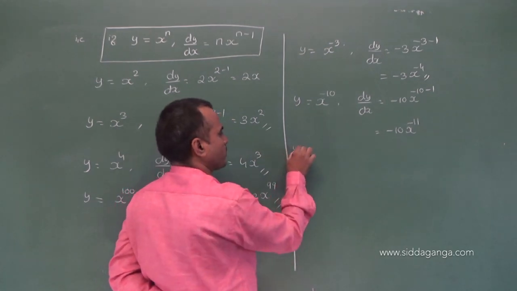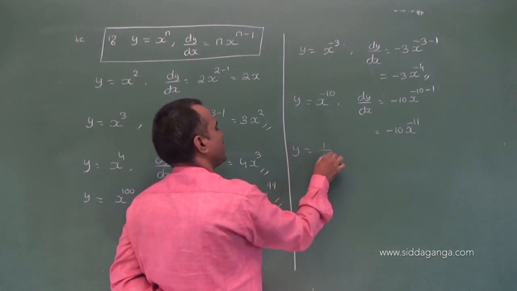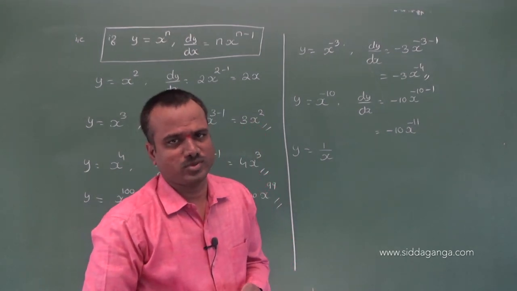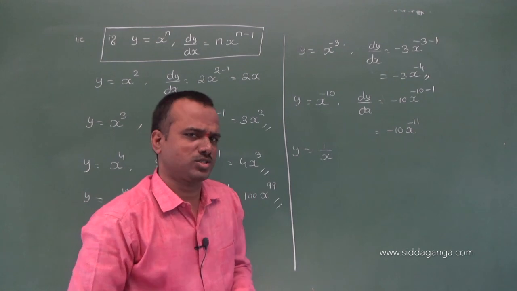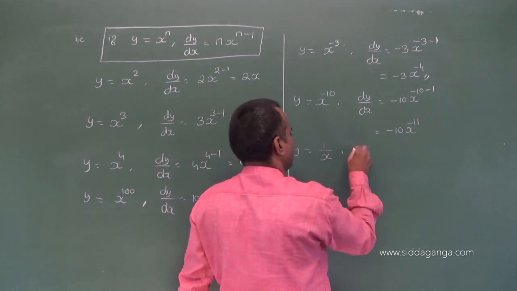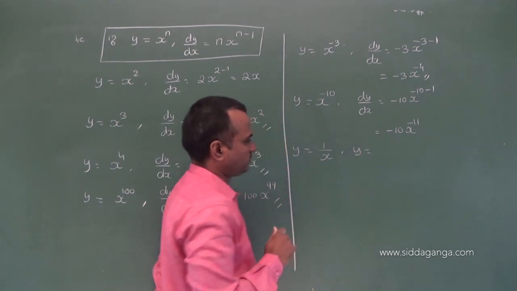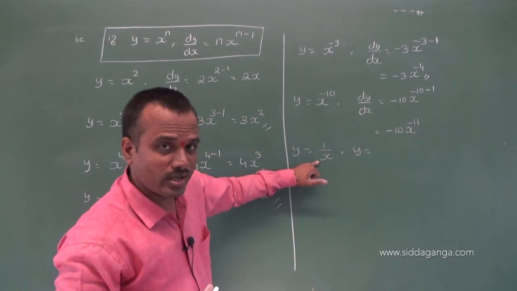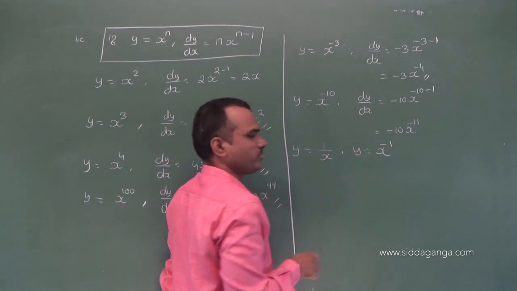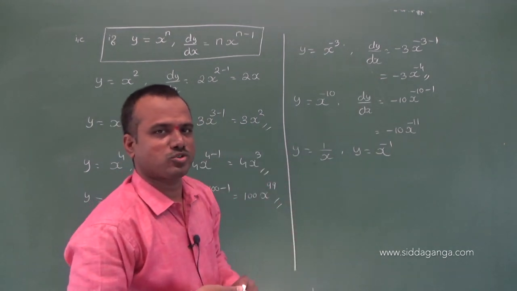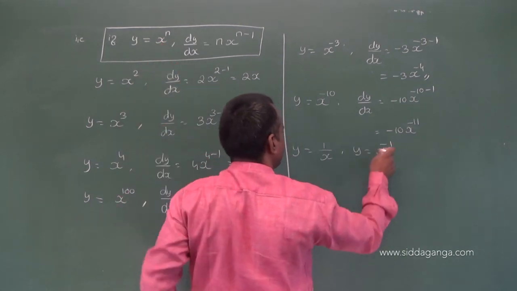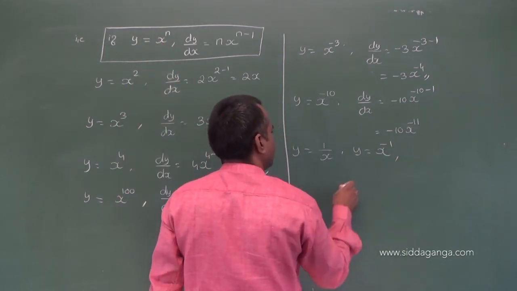One more. Derivative of 1 by x. Simply he asks. Then how to solve this one, sir? Y is equal to 1 by x. I shift the denominator x to the numerator. It becomes x to the power what? Minus 1. Again, it is in the form like this. N is what? Minus 1. dy by dx.